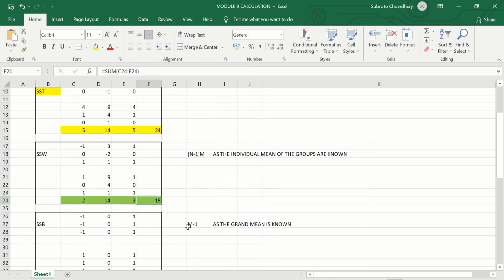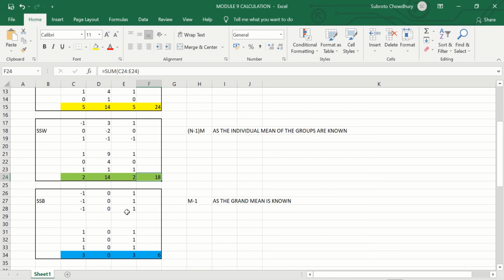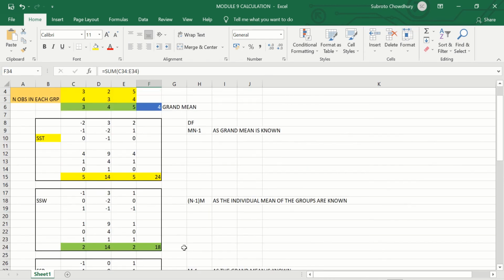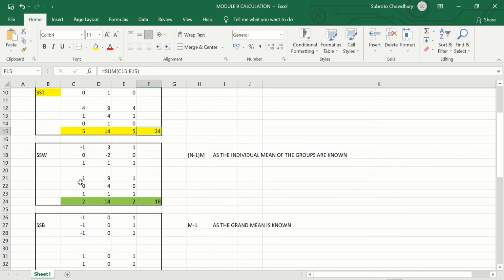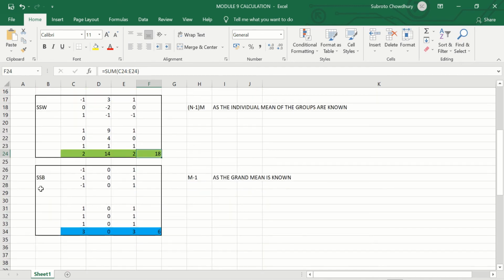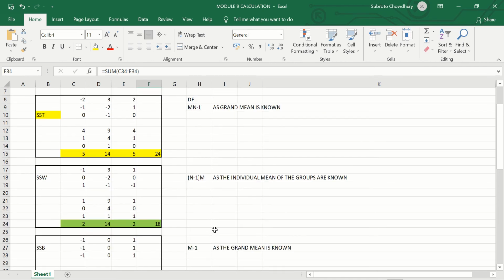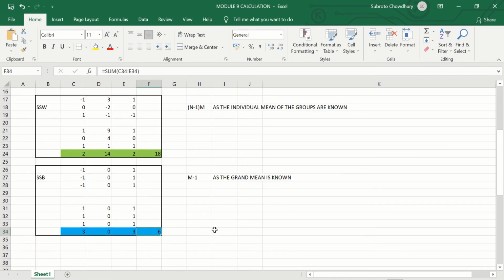Now we have calculated the variation between the groups. We have taken the deviation of the group mean from the grand mean and then we have taken it thrice. If you can recall the formula, we have taken it 3 times. Then we have squared the terms and added these 3 terms, which gives 6. So you can see that the total SST is 24, SSW is 18 and SSB is 6, right?